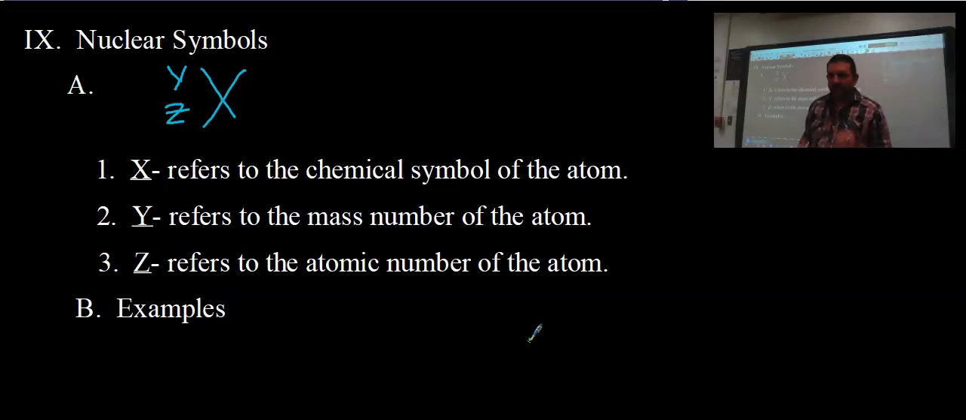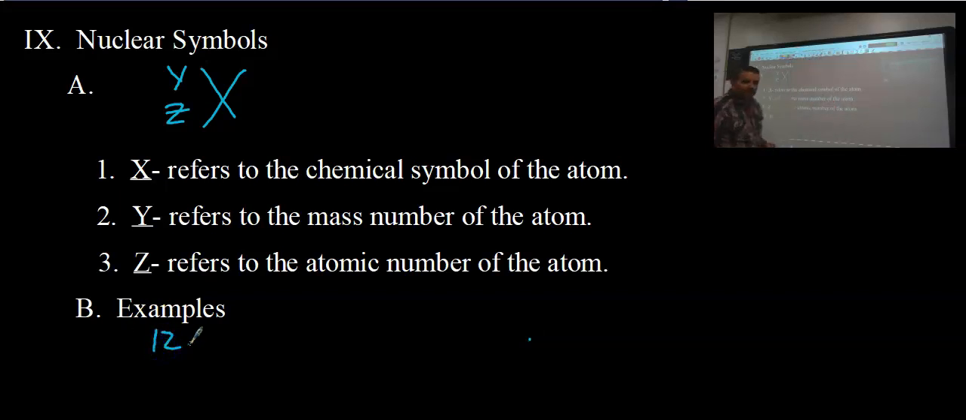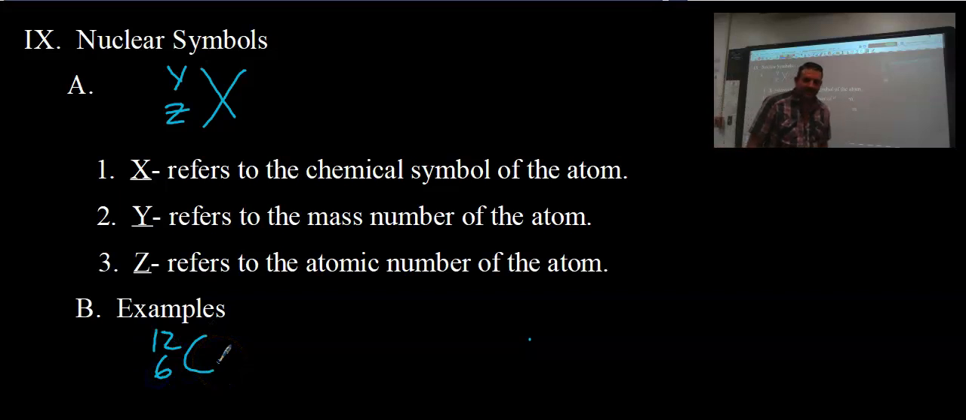So we said there's 3 naturally occurring isotopes of carbon. We call them carbon 12, carbon 13, and carbon 14. Let's write the nuclear symbols for those 3 isotopes. Let's start with carbon 12. What number goes on top? Well, in the name, that 12 is the mass number. What number goes on the bottom? Well, it's carbon, so it has 6 protons. Its atomic number is 6. And the symbol from the periodic table is C.